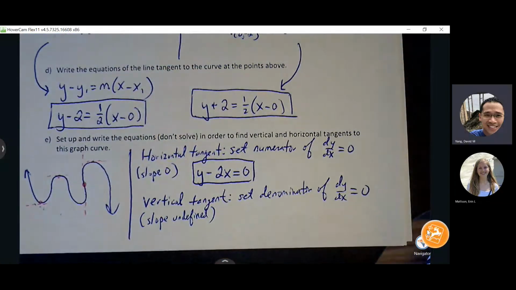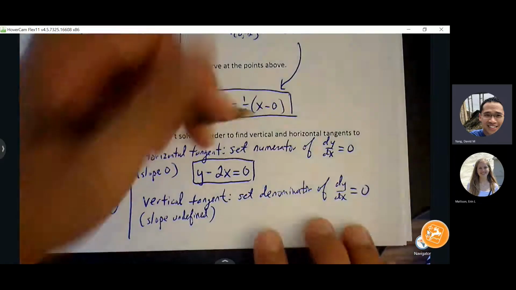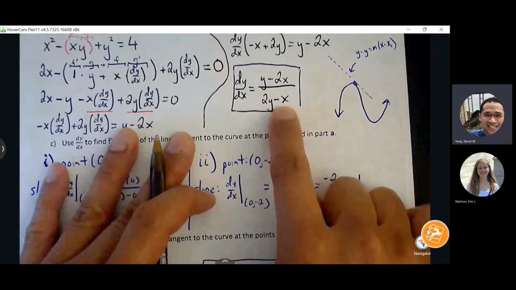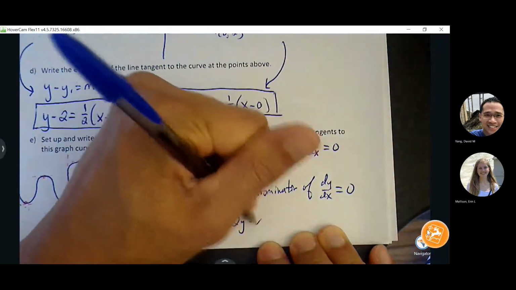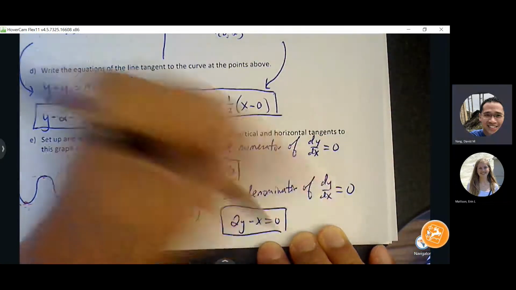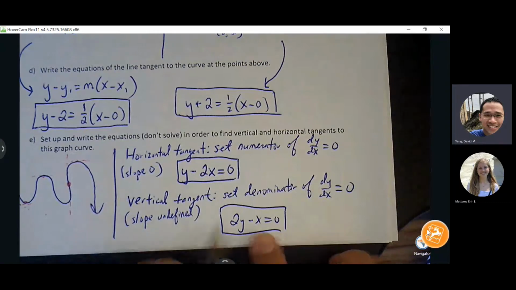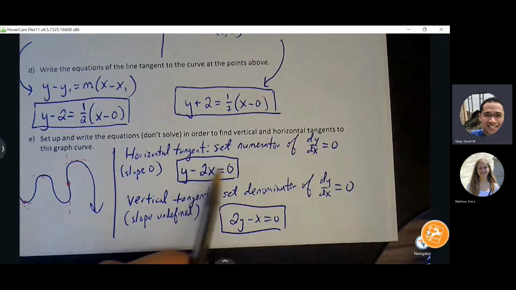So again, horizontal tangent, another way of saying it is slope 0. Vertical tangent, another way of saying it is slope undefined. So my denominator for my derivative is 2y minus x. Now there's too many variables here, so it's hard to solve, but if we were to solve, we would go about doing that.